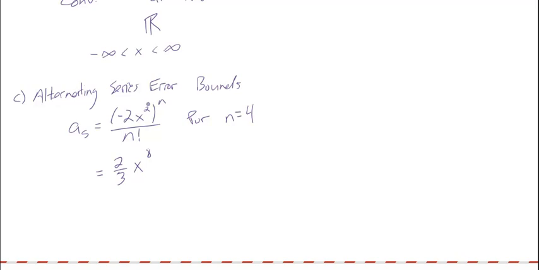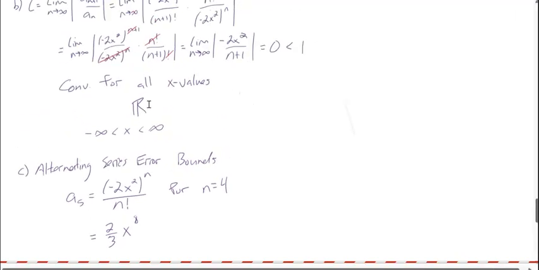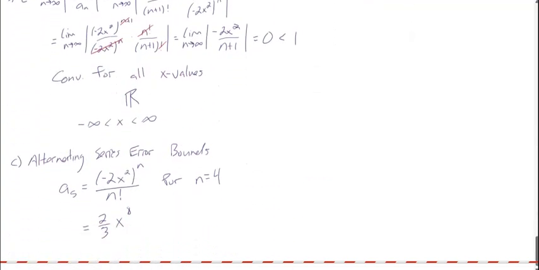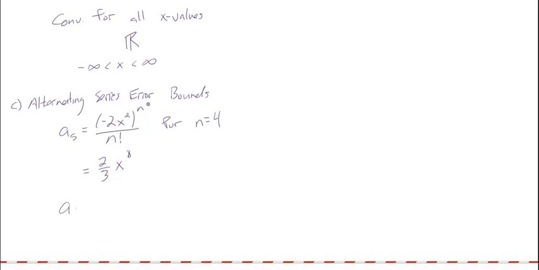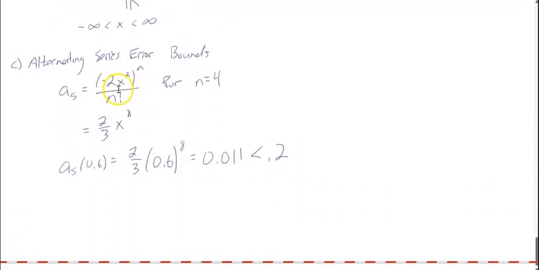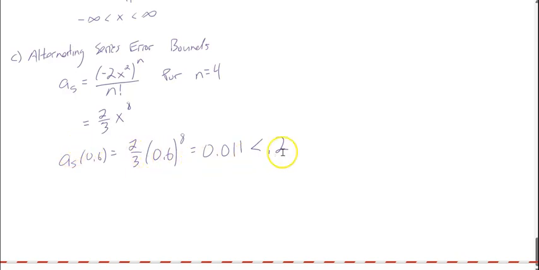And then what we do is we can plug in the x value that they gave us. The x value that they gave us was that 0.6. So if I do that, a sub 5 of 0.6 equals 2/3 times, type it into a calculator, 0.6 to the 8, which is 0.011. That is less than 0.02, which is what I wanted to show right here. And then by alternating series error bound, the error is going to be less than this right here, which is less than 0.02. So I would write by alternating series error bound, it's less than blah, blah, blah. Thanks. I'll see you in the next video.